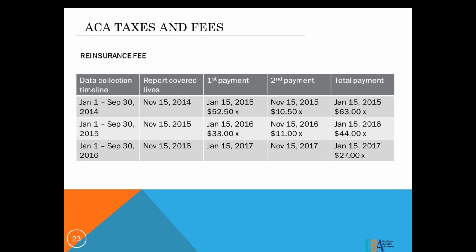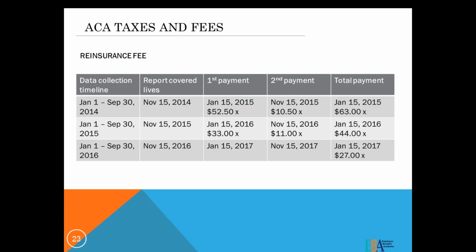Plans may pay in 2 installments. The bulk of the payment is due on January 15th of the year after the number of covered lives is reported, and the remaining, much smaller payment is due November 15th of the same year the January payment was made. Alternatively, the plans can pay the entire reinsurance fee by January 15th of the year after the number of covered lives was reported.